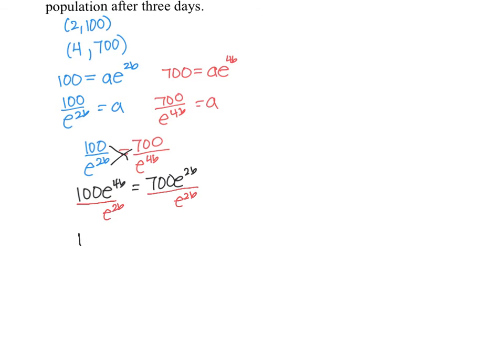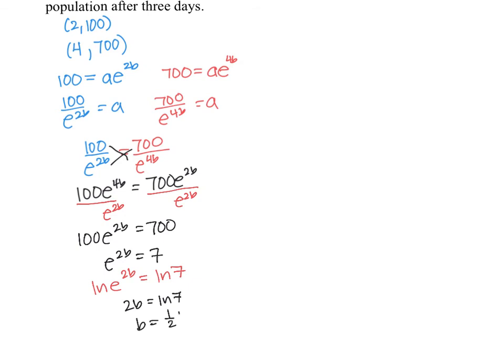Okay, I'm going to show extra steps. 100 e to the 4b minus 2b is 2b equals 700, and then I'm going to divide the 100 over to the other side. So e to the 2b equals 7. And yes, you could have done that in less steps. I'm going to do natural log to solve for b. So after all that, I got b equals 1/2 ln 7, or ln 7, the whole entire thing over 2. Either way is fine.